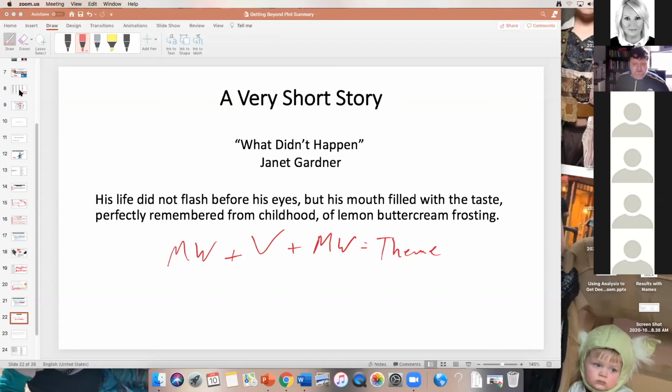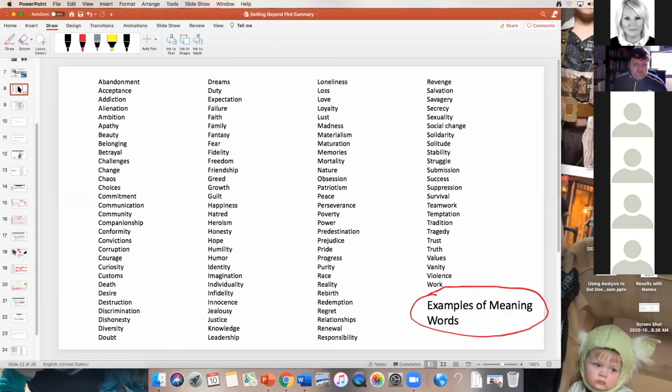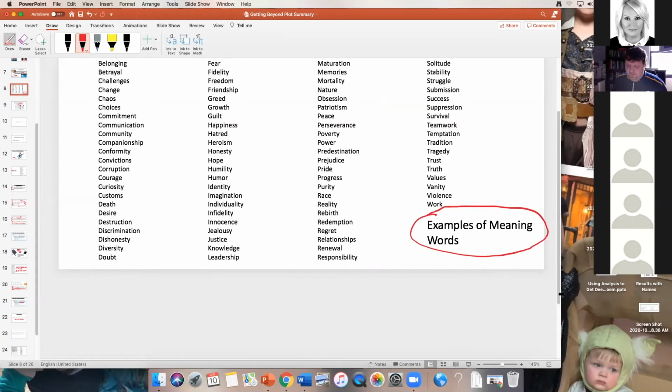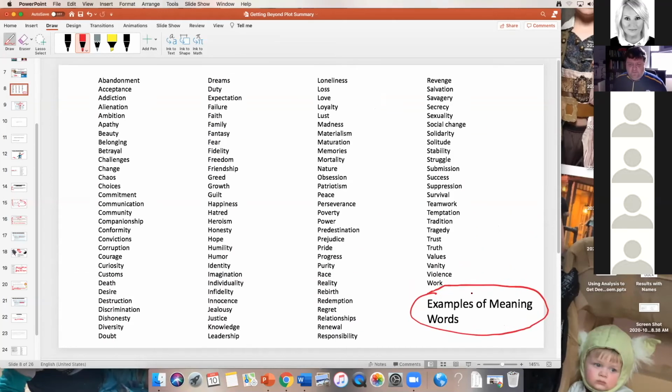I'll read it out loud one more time, then I'll go back to the meaning word list myself. His life did not flash before his eyes, but his mouth filled with the taste, perfectly remembered from childhood, of lemon buttercream frosting. If we were summarizing this story, it looks like, right before someone passes... I see, as I start to summarize, I'm starting to use meaning words, and I don't want to do that. His life didn't flash before his eyes, and instead he remembered tasting just this certain kind of frosting as a child. I'll go back up to the meaning word list just as a little bit of help. But what do you think is a possible thesis statement that we could use here?